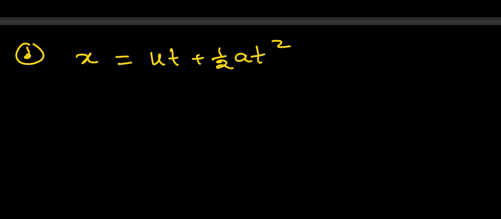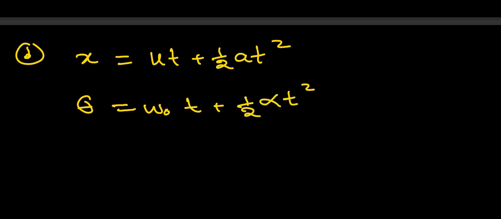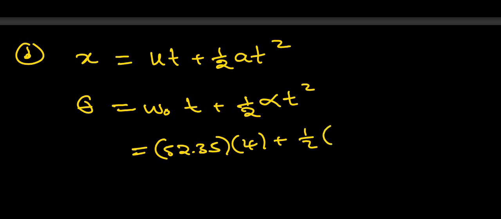Then the second part, they wanted the angular displacement. This is going to be the same equation. How is the equation for distance? Remember we say distance, or S, is equal to initial velocity times t plus half a t squared. Just replace with the letters now. Theta equals omega initial times t, plus half alpha t squared. The initial is simply 52.35 radians per second, the time is 4, plus half, the acceleration is negative 7.8585, then 4 squared.